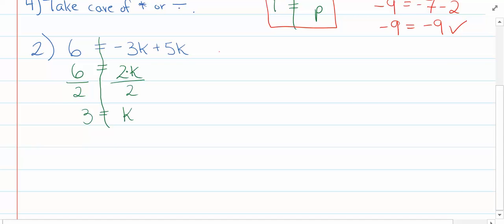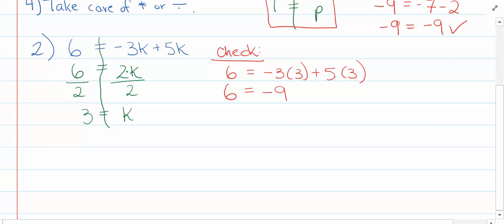Let's do a check, make sure the work is correct. I have 6 equals, let's see, -3 times 3 plus 5 times 3. I'm just plugging it in for the place of k. -3 times 3 is -9. 5 times 3 is 15. -9 plus 15, remember you want to find the difference. So the difference is going to be 6. Keep the sign of the bigger number. So 6 does equal 6, therefore my answer must be correct.